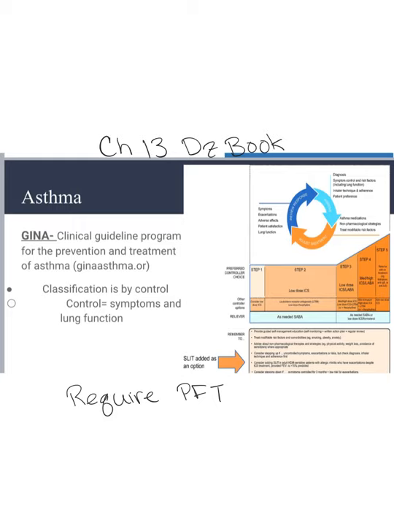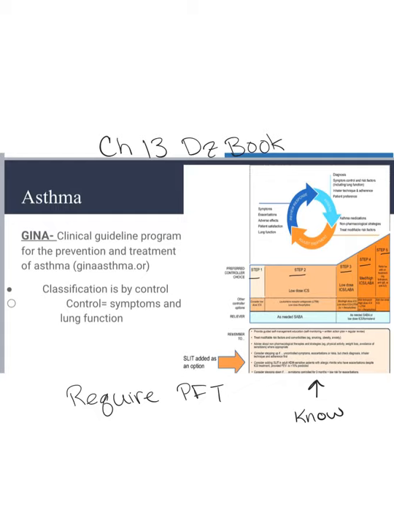Classifying asthma is similar to COPD, but it's going to be classified by the control of symptoms. So control equals symptoms and lung function. Are they having nocturnal symptoms? Have they missed school? Have they missed work? Do they sleep at night? Do they fall asleep during the day? And then their PFT is going to measure the lung function. So take a look at this and know this as well. Go over it because we are going to use these steps for pharmacology.